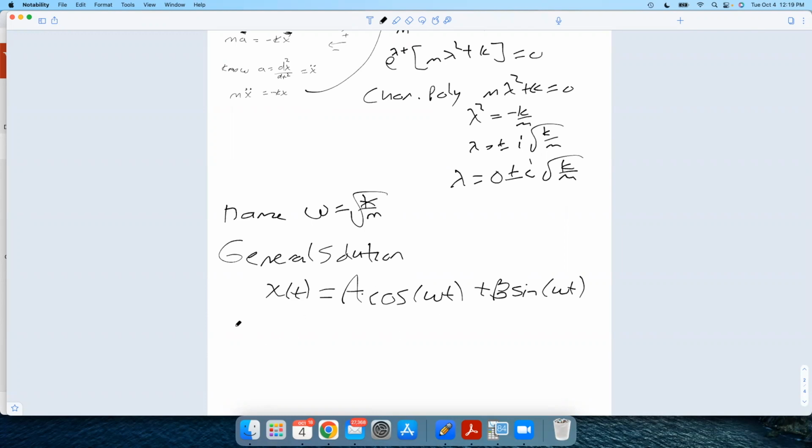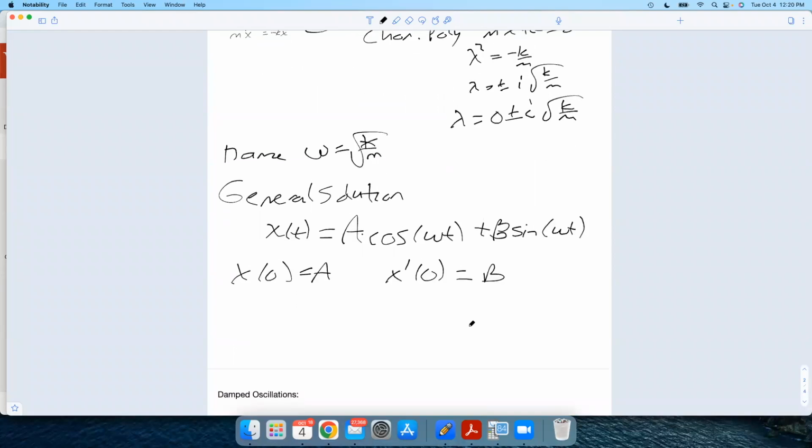Now, it's pretty easy to see that x of 0, my initial position of this mass, how far I've stretched it out, well, sine of 0 was 0, cosine of 0 was 1, so it will just be a. And it's pretty easy to see that x prime of 0, the derivative of cosine is negative sine, sine of 0 is 0. The derivative of sine is cosine, cosine of 0 is 1. We'll just get b. So that's my initial position, and that's my initial velocity.